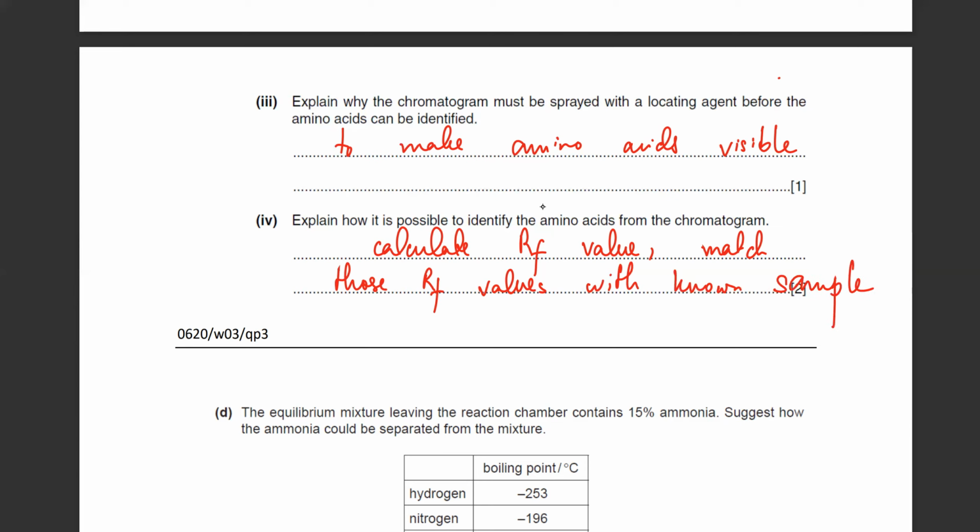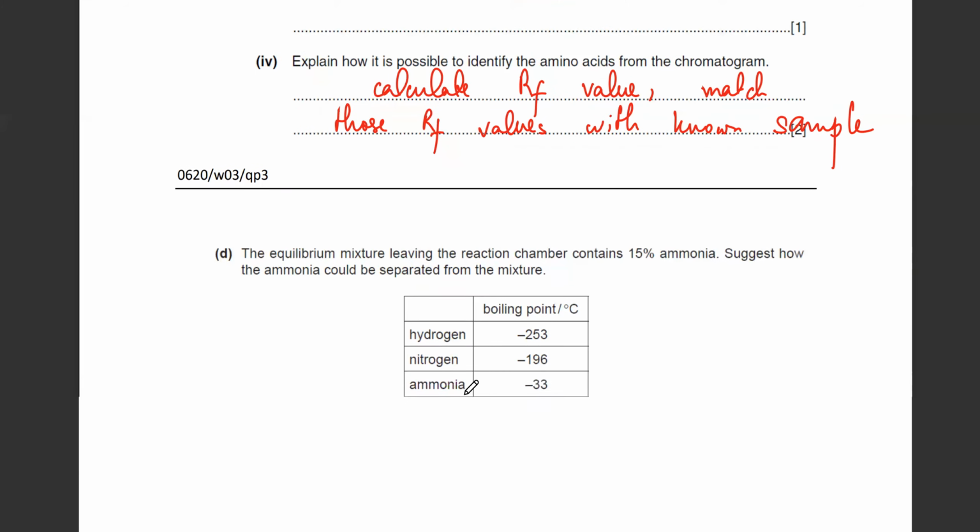Okay, so for identification purposes, you must have some known samples, and you can calculate their RF values, and then you can match. If two substances have the same RF value, that means they are exactly the same substance.